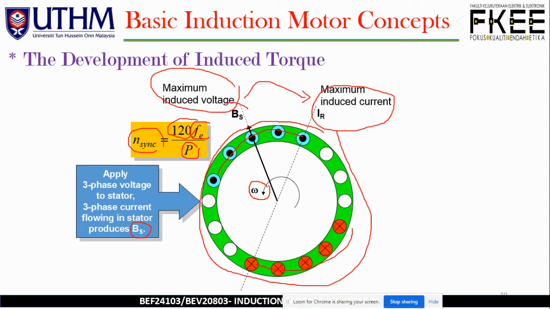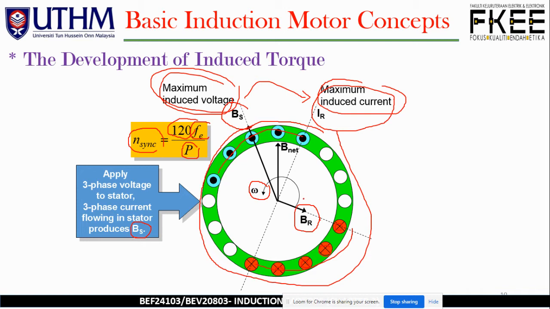So again from here BS, we'll induce maximum voltage in the rotor bars again, I repeat, and then the rotor voltage produced here produces a rotor current flow, or maximum induced current, over here IR. And then from IR here, we produce the rotor magnetic field BR. Right, so this is the sequence of how the maximum voltage, induced current, for example, and also the rotor magnetic fields are being induced. So next is the B net.